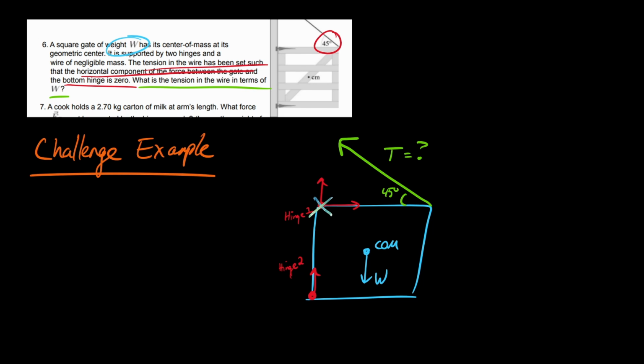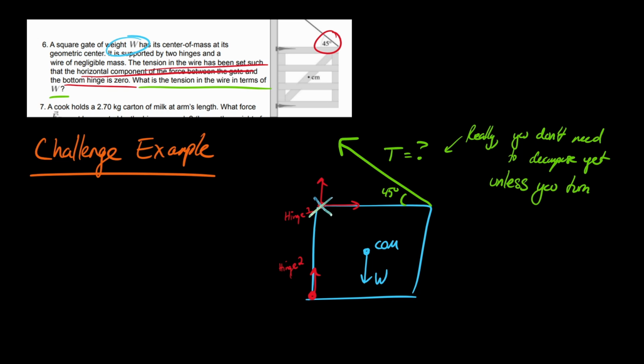Now, I have a diagonal force. If we want, we can break this up, but really, you don't need to decompose it yet, unless you're pulling the ripcord. Unless it turns out that you need the ripcord. So we're actually not going to decompose T yet, and if we need Newton's laws, we'll go back and do it so we can get the y arrow.